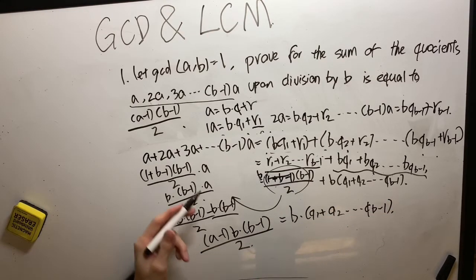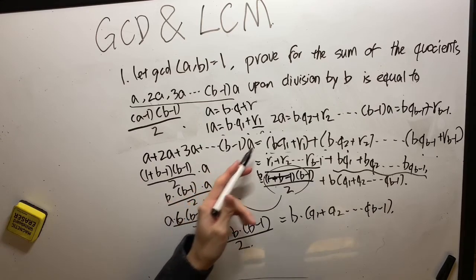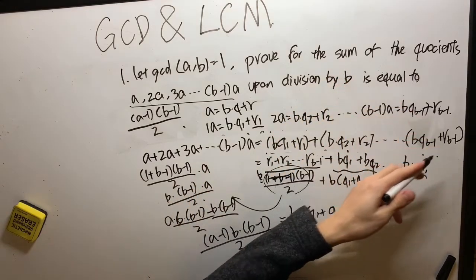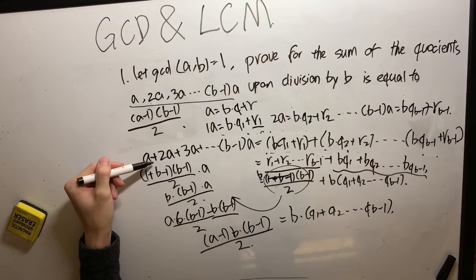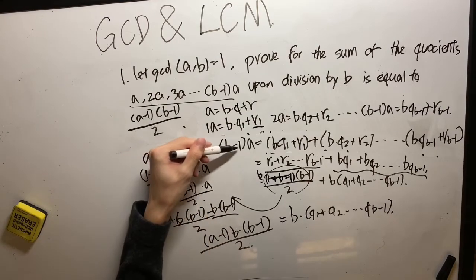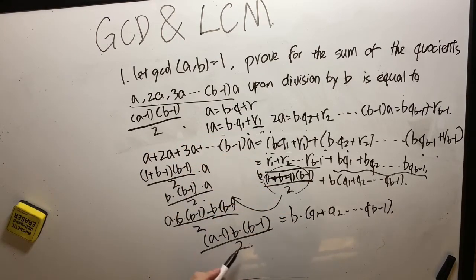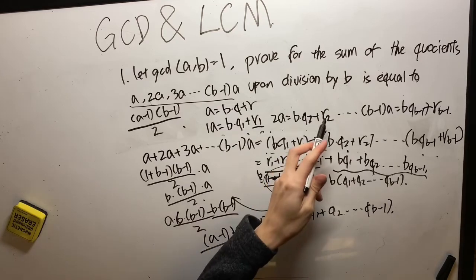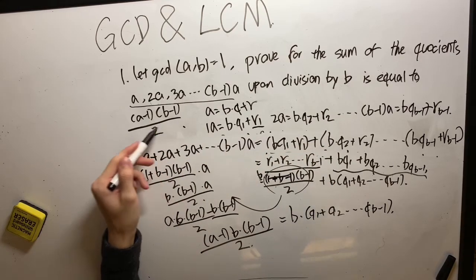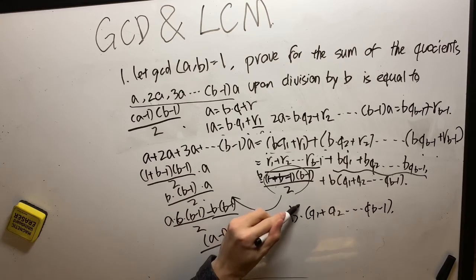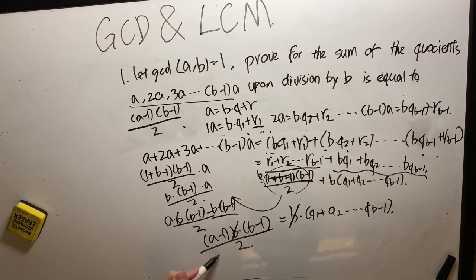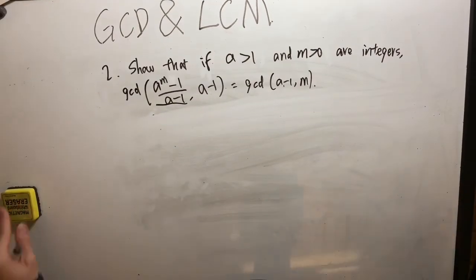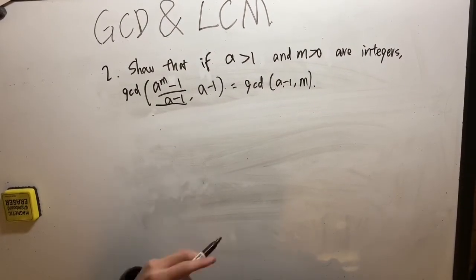So the question said prove that the sum of the quotients of these numbers over b equals (a minus 1) times (b minus 1) divided by 2. So we divide b on both sides and we solve the question. Let's see the next question.